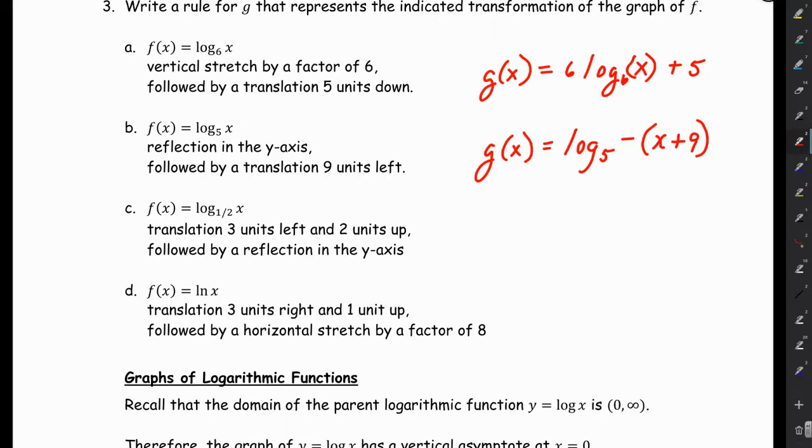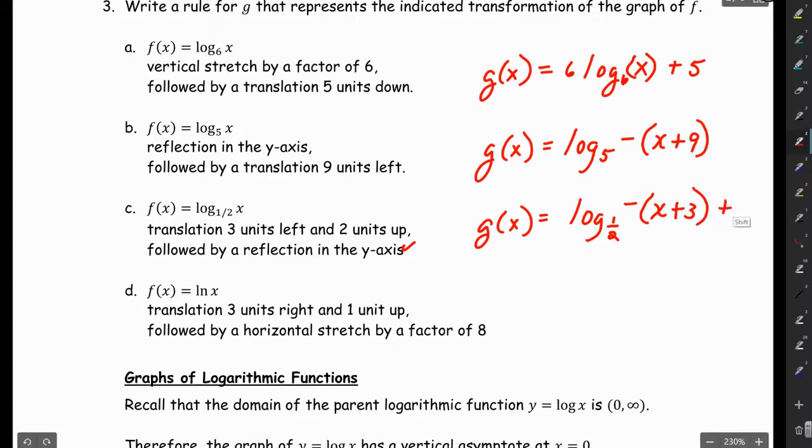Letter C, we have g of x again. We're going 3 units left and 2 units up and a reflection in the y-axis. So we have log base 1/2. We're going to have that negative in front because of the reflection in the y-axis. We're going 3 units left, so it's going to be x plus 3, and then 2 units up, so plus 2 on the outside.